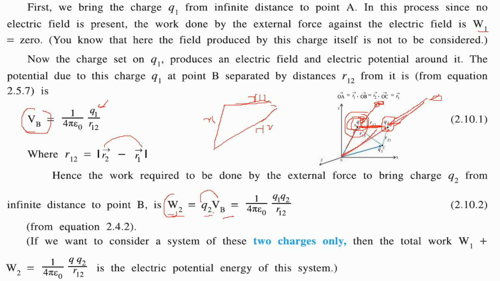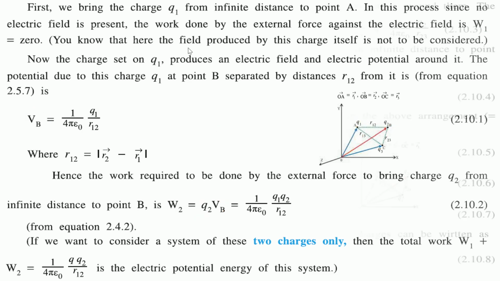So work done will be Q2 into VB, because of Q1, there is a charge Q2 being brought from infinity. This work done will be 1 by 4 pi epsilon naught Q1 Q2 by R12. So if we want to consider the system of these two charges only, then the work done will be simply W1 plus W2, and W2 will be 1 by 4 pi epsilon naught Q1 Q2 by R12. This is the electric potential energy of this system.